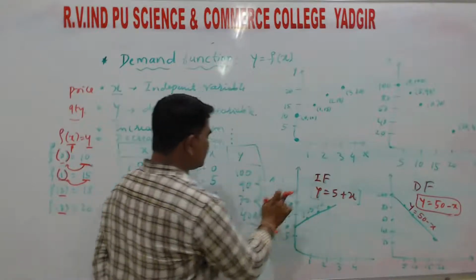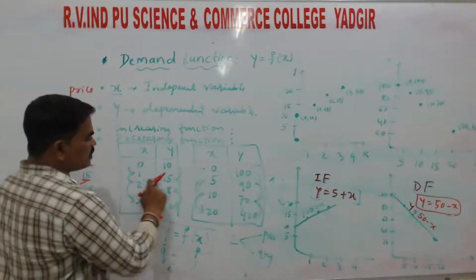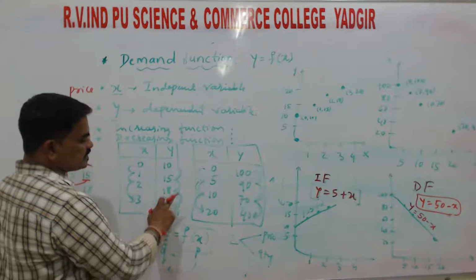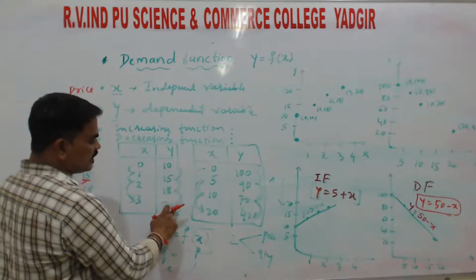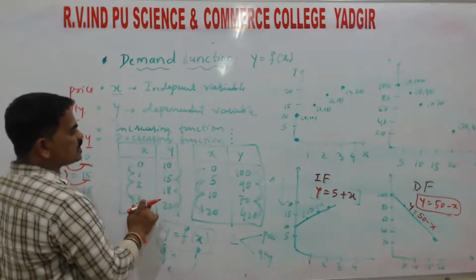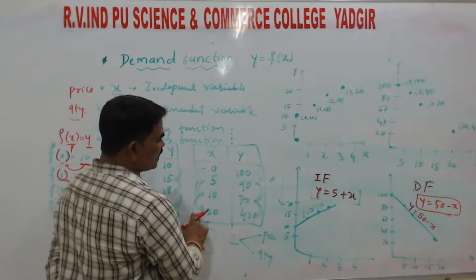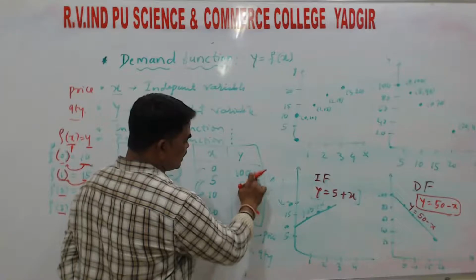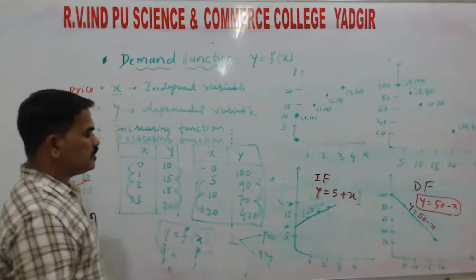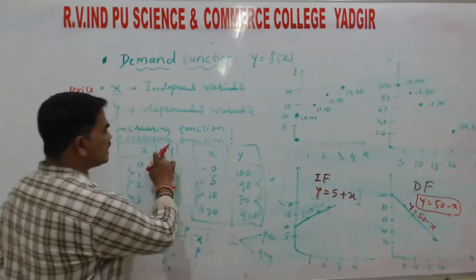And what do you mean by increasing function? When there is an increase in the price, the demand or quantity for that commodity also increases. It will not reduce, but it increases. If this is the case, then we call it an increasing function. When there is an increase in the price of the commodity, there is a decrease in the demand, a decrease in the quantity of the commodity. This we call a decreasing function.